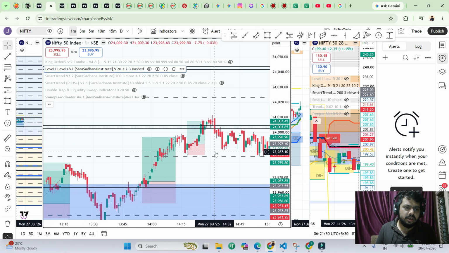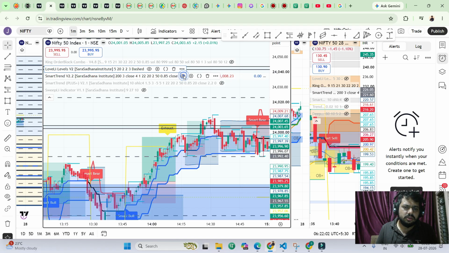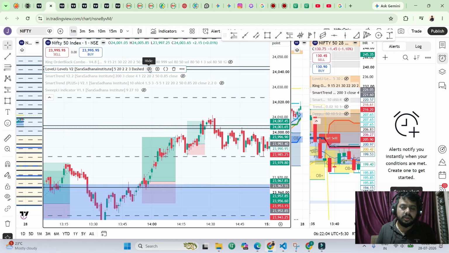So in that time, only three indicators are very important. One is Lovely Levels, then Smart Trend, and the King Order Block. This is all you need to make yourself a profit. I'm clearly telling you, to make yourself a profit, only these three indicators are needed. Another three I will explain, the concept behind another three indicators.